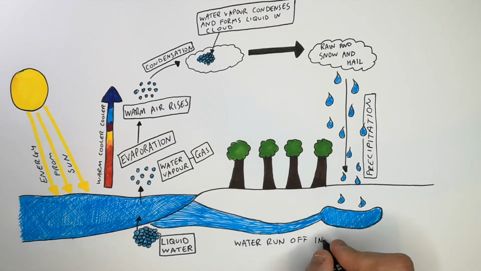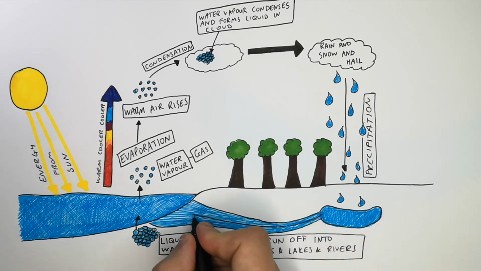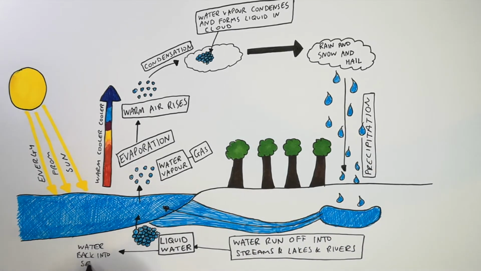This shows water runoff into the streams, lakes, and rivers. This will then potentially go back into the seas and oceans.